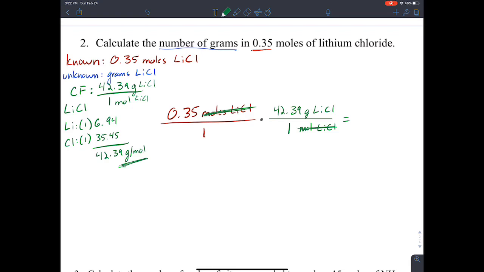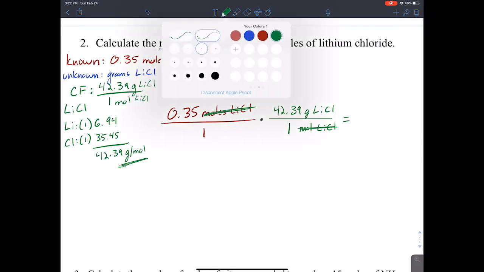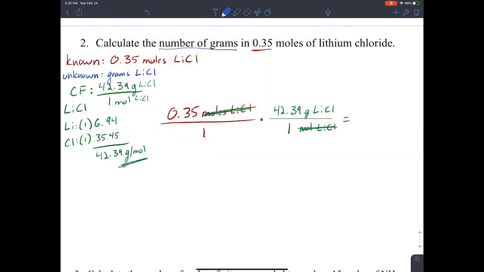Before I even say this, let's look at how many significant figures we can keep. 0.35, 42.39. We have 4 in 42.39, but we only have 2 in 0.35, so we can only keep 2. We're only keeping 2, so that's going to come out to be 15 grams of lithium chloride. There's our unknown. We just multiply, and we get our answer. Okay, 15 grams of lithium chloride.